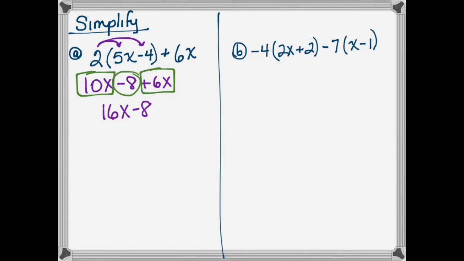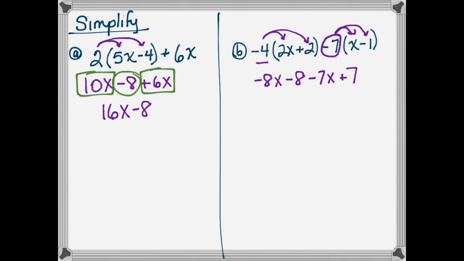For part B, we have 2 sets of parentheses here, so I know I'm going to have to distribute more than one time. So we'll do it in order from left to right, and we'll distribute this negative 4 times 2x gives me a negative 8x. Negative 4 times positive 2 gives me a negative 8. So I have simplified that. And then I have to go over here. It's really important that we are using the sign that's with that negative 7 to distribute. So negative 7 times x is negative 7x. Negative 7 times negative 1 is positive 7.